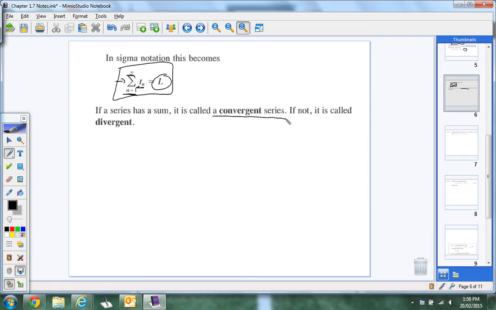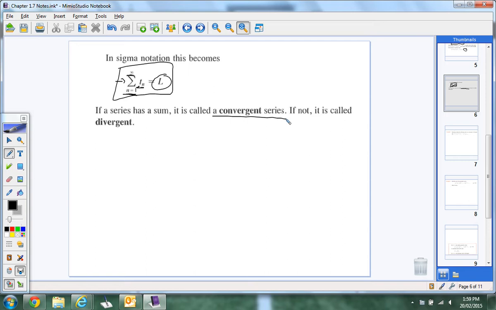If it does not, it's called divergent, which makes sense because if it keeps getting massive, it keeps taking off, I'm going to be adding forever. It's going to be infinite. I'm never going to reach a number. But if it is convergent, we can say it's approaching 1, or it's approaching 0. So that's what we were just talking about, convergent and divergent.